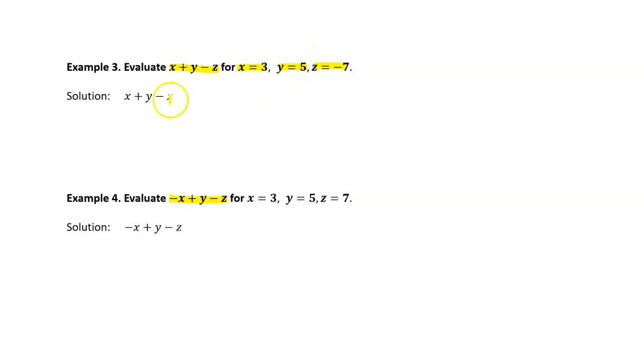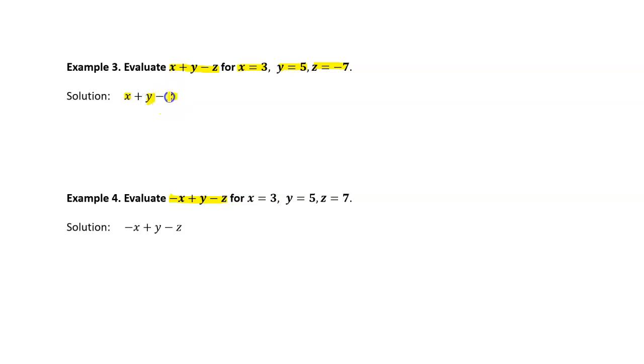So what we need to do is we bring down this algebraic expression, x plus y minus z. And then you're going to have to do some substitution. So just plug those numbers in here. Make sure you plug in the correct number. For example, x is 3. So we're going to write down 3 for x. Replace y with 5. And replace z with -7.